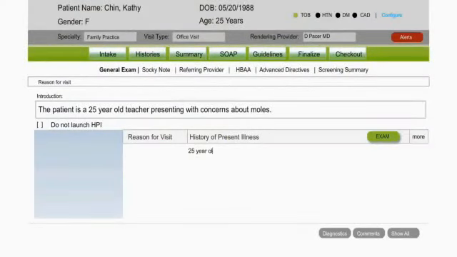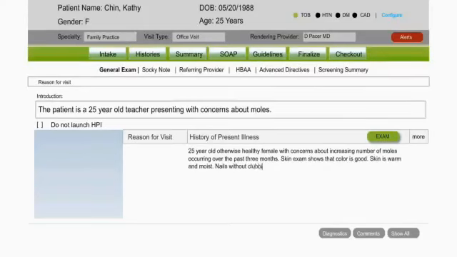Remember that a clear, well-organized clinical record, employing language that is neutral, professional, and succinct, is one of the most important adjuncts to patient care. Example: 25-year-old, otherwise healthy female with concerns about increasing number of moles occurring over the past 3 months. Exam shows the color is good, skin warm and moist, nails without clubbing or cyanosis.